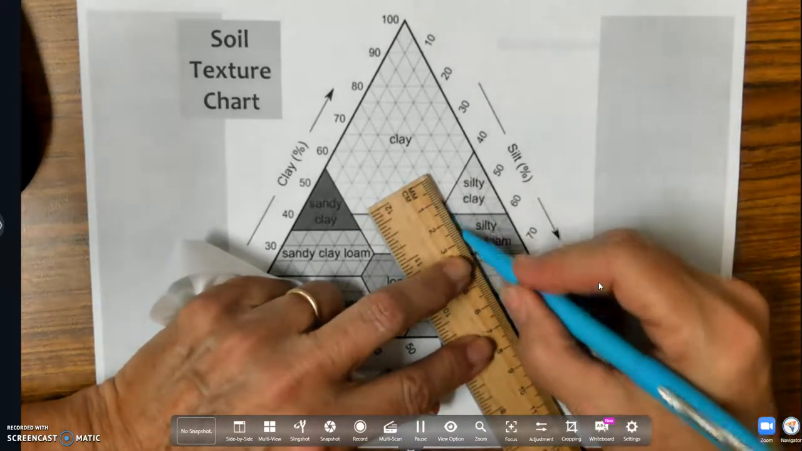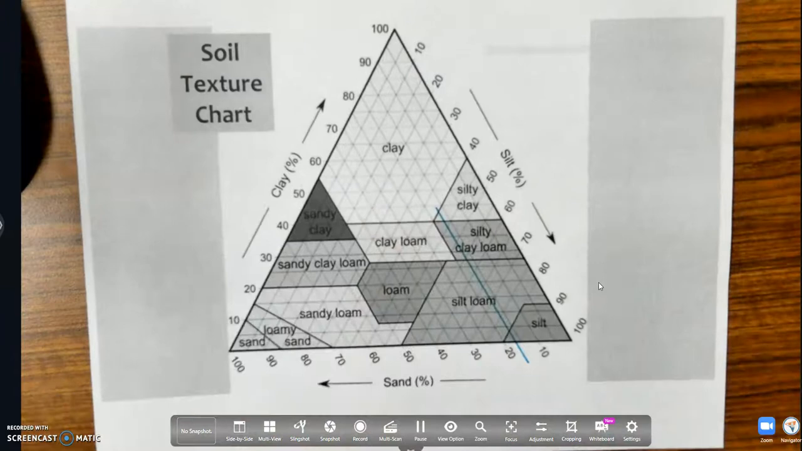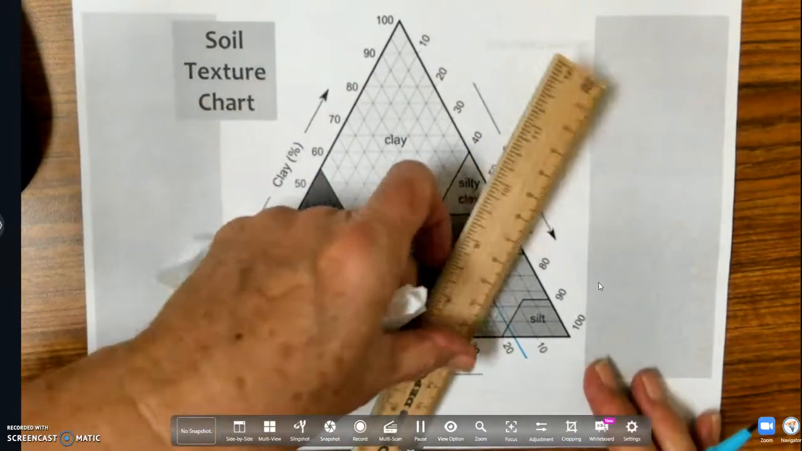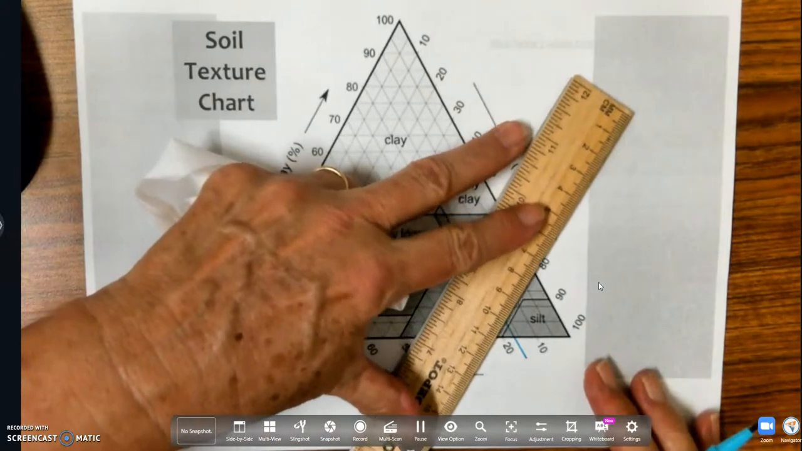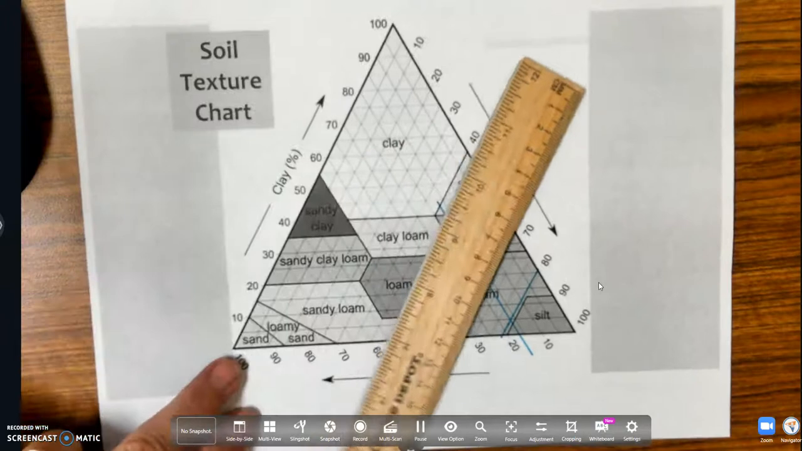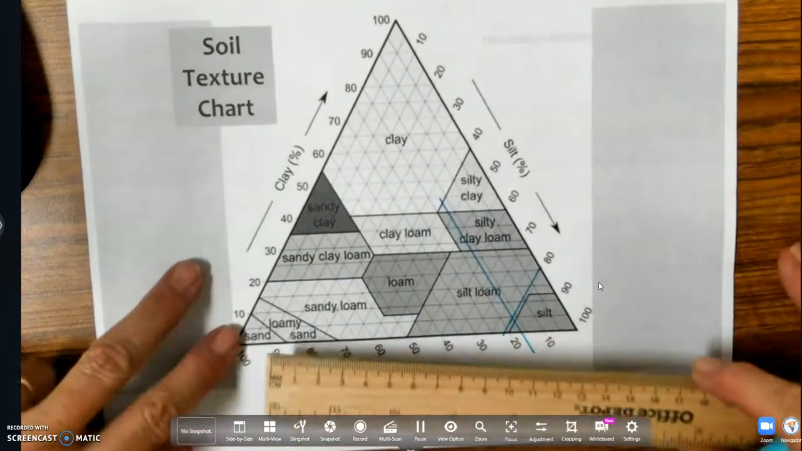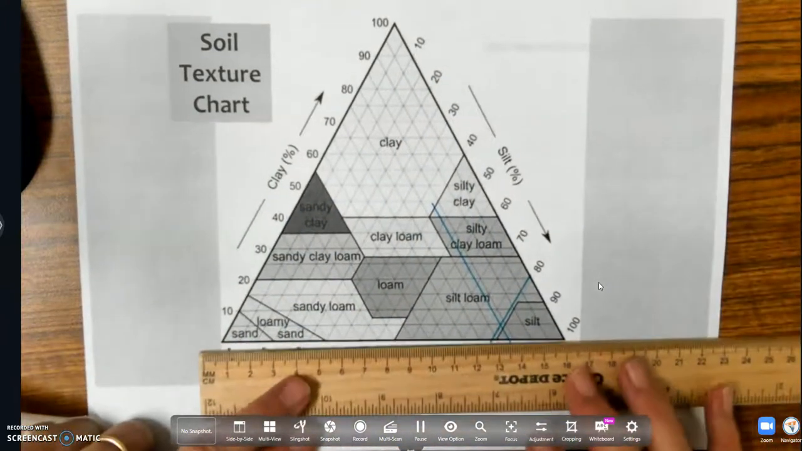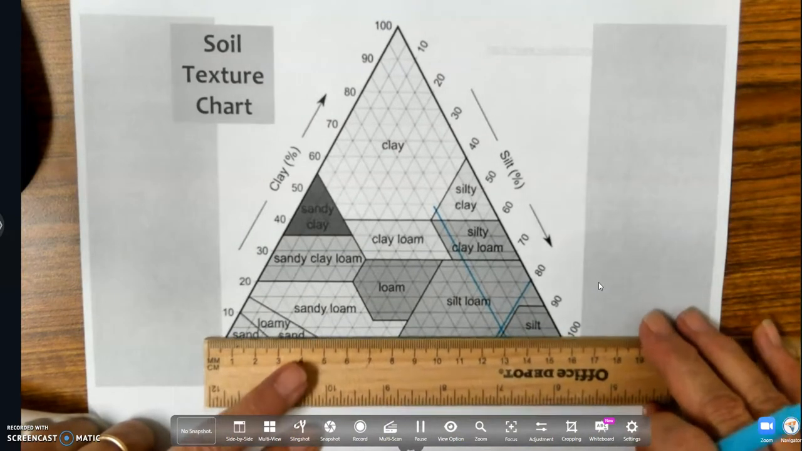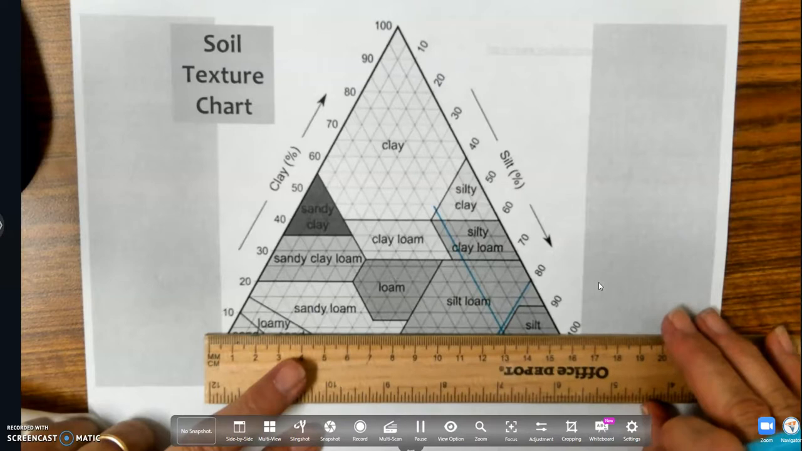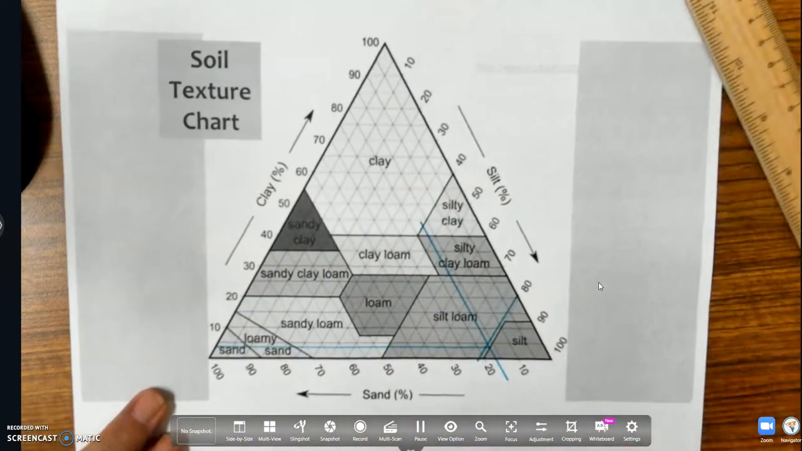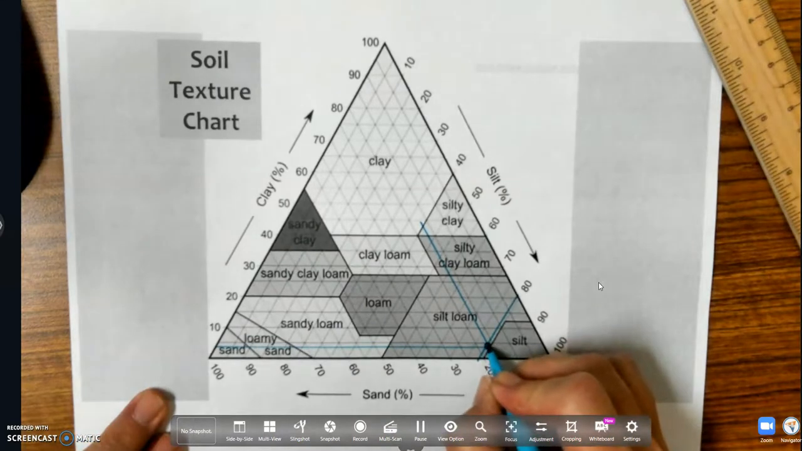I'm going to draw a line at about 16% sand. I said I had about 81% silt, so I'm going to do that. And then on the clay side, a really small amount of clay, about 3%. So we're meeting right about there. There's where the three meet.